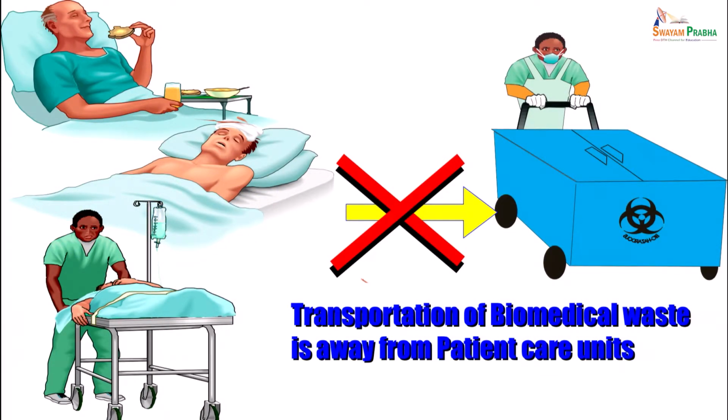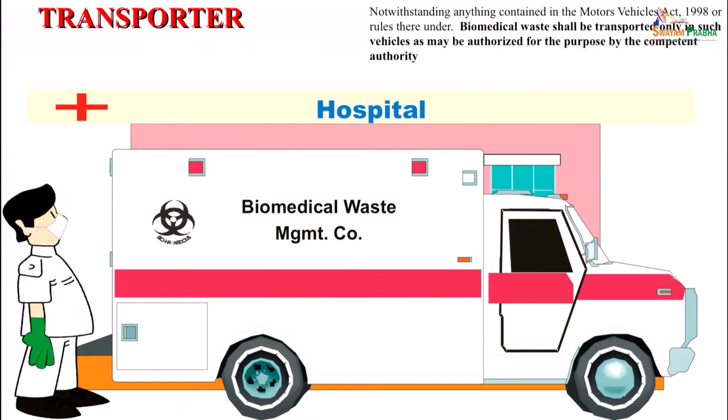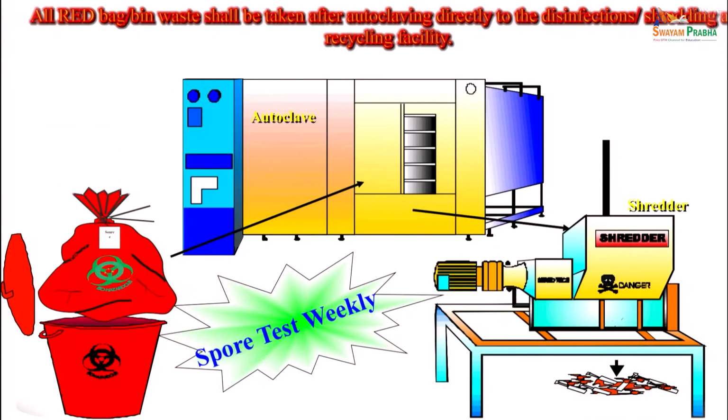Again, it should not be transported near the patient care units, it should be transported away from patient care units. It should be transported in vehicles which have been designated by the authority to transport biomedical waste with the hazard symbols on them. And finally they are taken to the autoclave, they are autoclaved and taken for shredding, and we do spore testing weekly in the autoclave to see that it is working properly, and they are finally shredded.